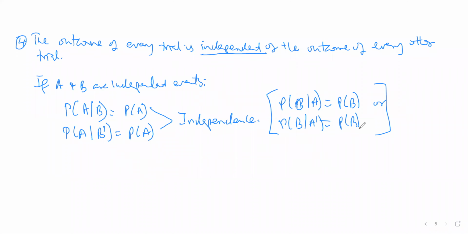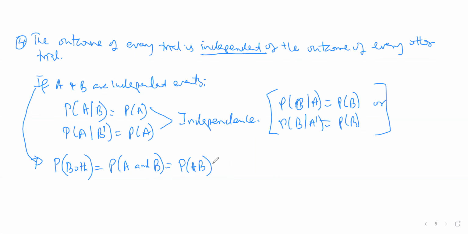So if independence is confirmed, and A and B are independent, the probability of both occurring, that is, the probability of A and B occurring, which sometimes we write as probability of AB, or probability of A intersection B, is the same as the probability of A multiplied by the probability of B. So if two events A and B are independent, then the probability of both occurring is given by the product of the two probabilities.